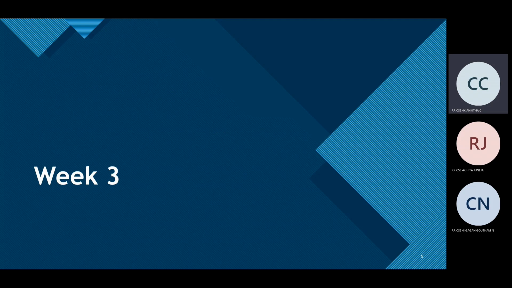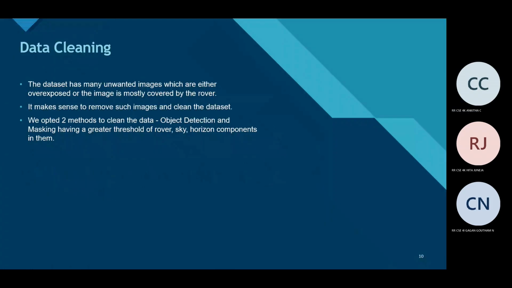So next, week 3 progress. As I said, the dataset contained the rover and other unwanted overexposed parts also. It was necessary to remove those images and clean the dataset. So we opted for two methods to clean the data. The one is object detection, where images containing most of the rover part will be taken off from the dataset, and the other is masking, where the rover or skyline or other components will be masked.